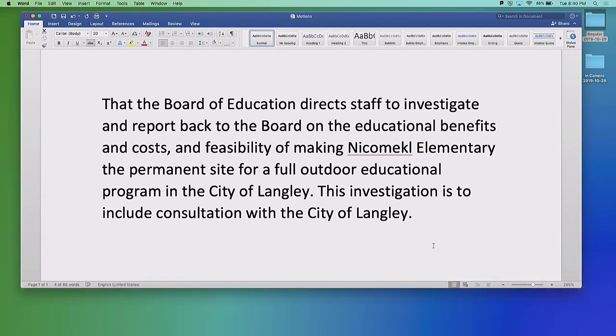I sure would. Okay, so moved by Vice Chair Coburn. Could I get a seconder on that one, please? Seconded by Trustee Wilson. Would the mover like to open?